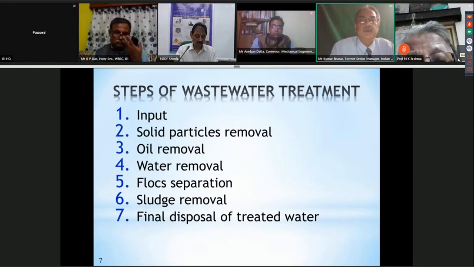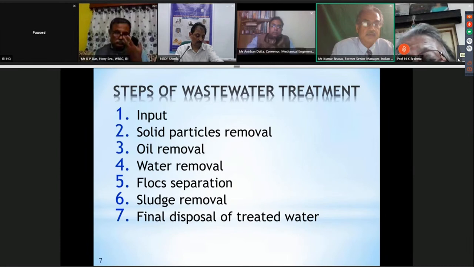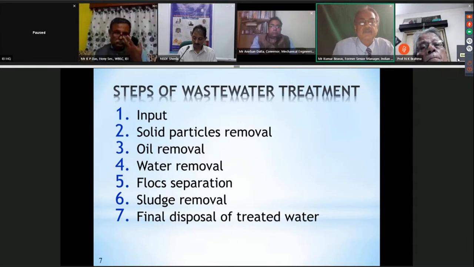Once the solid particles are separated, oil is removed. There are procedures and systems for oil removal. Once the solid particles and oil are removed, water is available and it is treated. This is the last stage. We dispose of the treated water as per the standard and laid down rules and regulations of the environmental regulations.